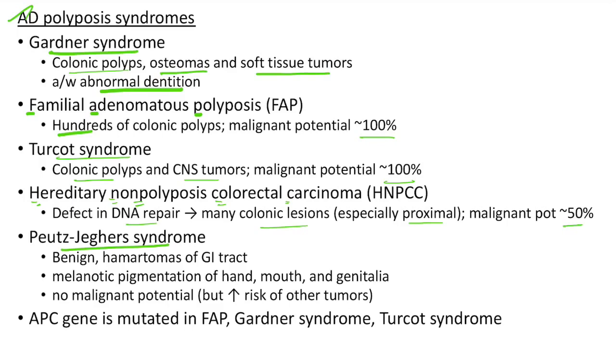Now let us see about Peutz-Jeghers syndrome. In this case, there are benign hamartomas of gastrointestinal tract. There is also melanotic pigmentation of hand, mouth and genitalia. There is no malignant potential, but it increases the risk of other tumors. It is important to remember that APC gene is mutated in familial adenomatous polyposis, Gardner syndrome and Turcot syndrome.